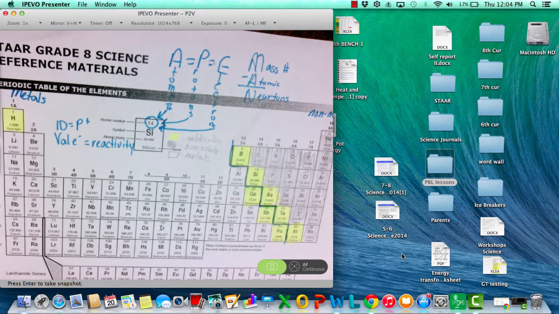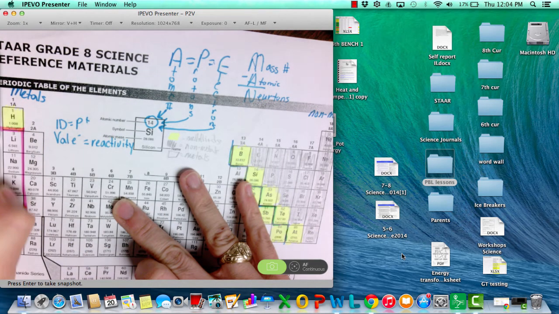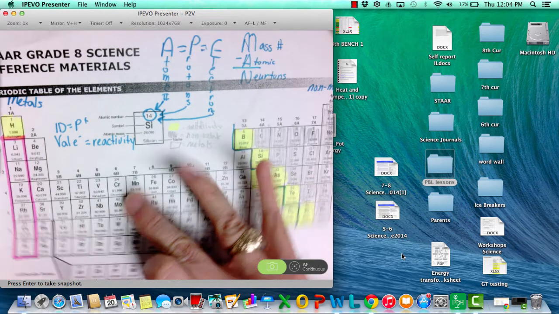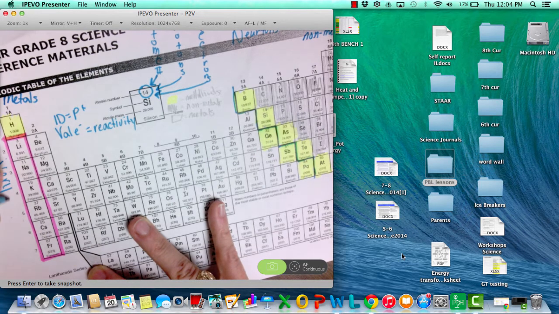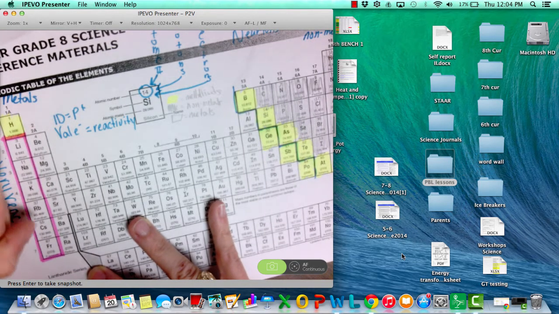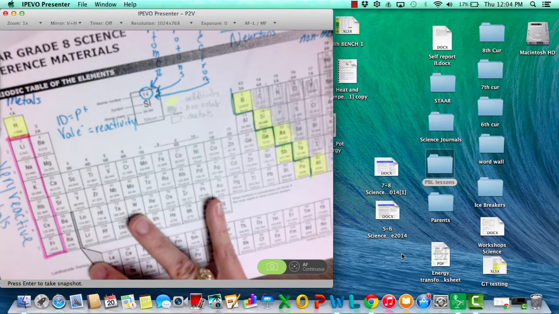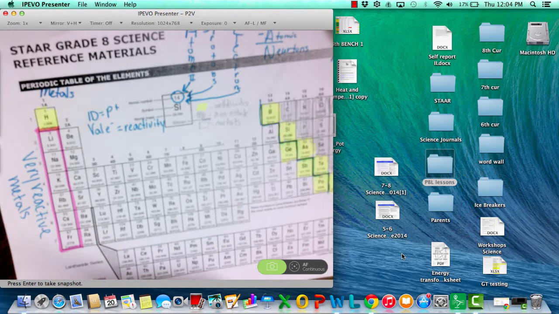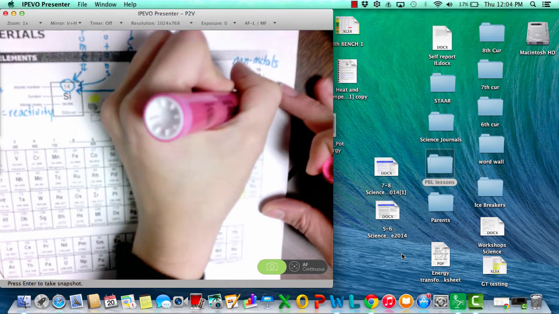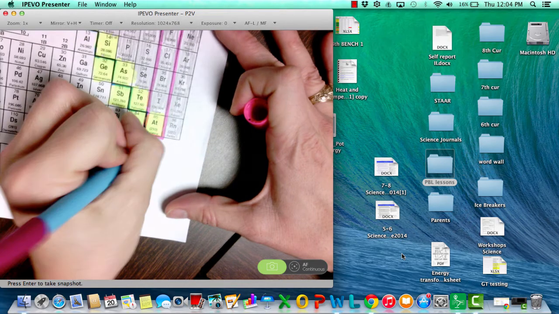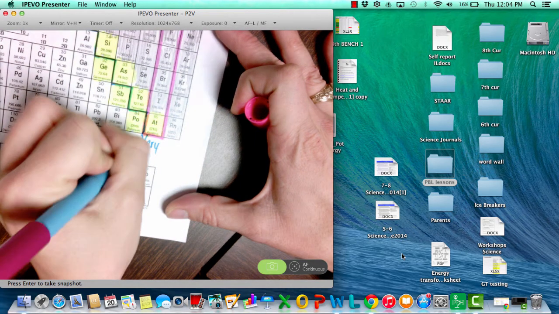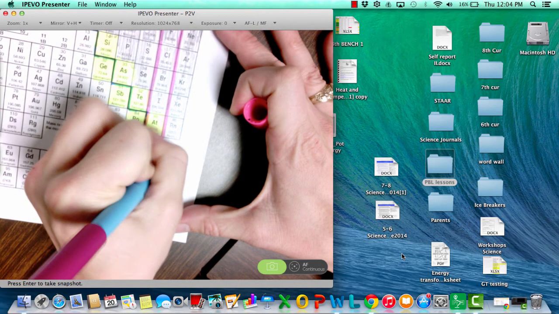So let's go into reactivity. There are 3 groups I need you to remember. Group 1, which is called the alkali metals. And just outline them somehow. And beside them, I just want you to write very reactive metals. Okay? And then do the exact same thing to group 17. Outline that. And then very reactive nonmetals.